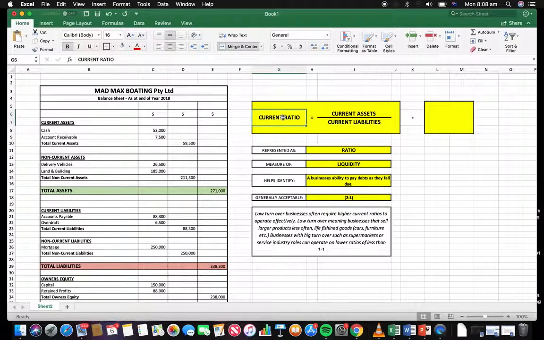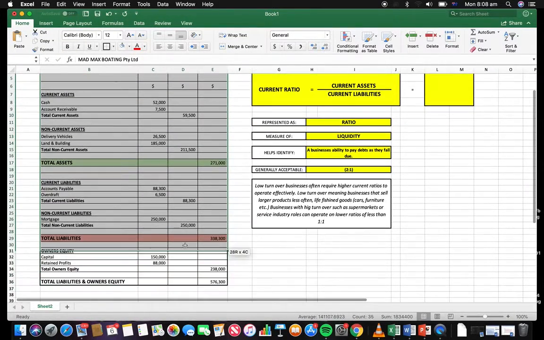Now, the current ratio, as it speaks for itself, tells you about the current situation of the business, in particular, a business's ability to pay debts as they fall due. The ratio is up here, and again, don't stress, these ratios will always be given to you. So, current ratio is our current assets over current liabilities.